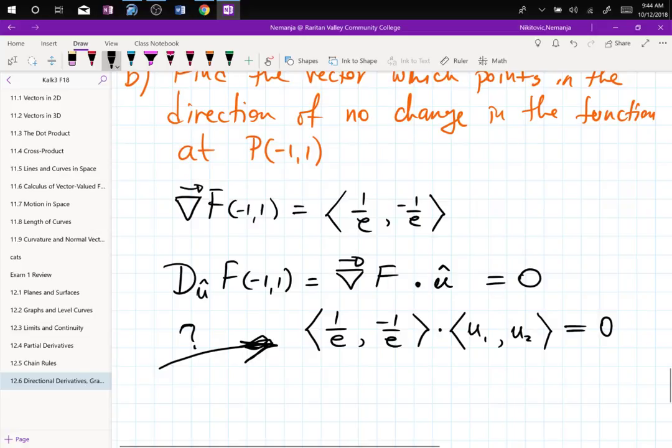But 0 vector is not a unit vector, right? Does not have magnitude of 1, so we have to exclude that one. Does it make sense? So 0 vector would work, but it doesn't work with the concept, because we must have a unit vector there. A 0 vector cannot be made into a unit vector.